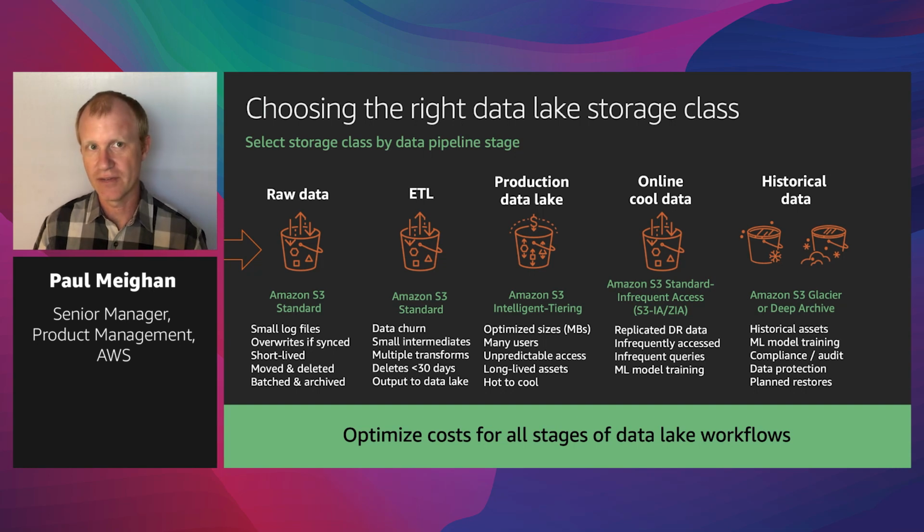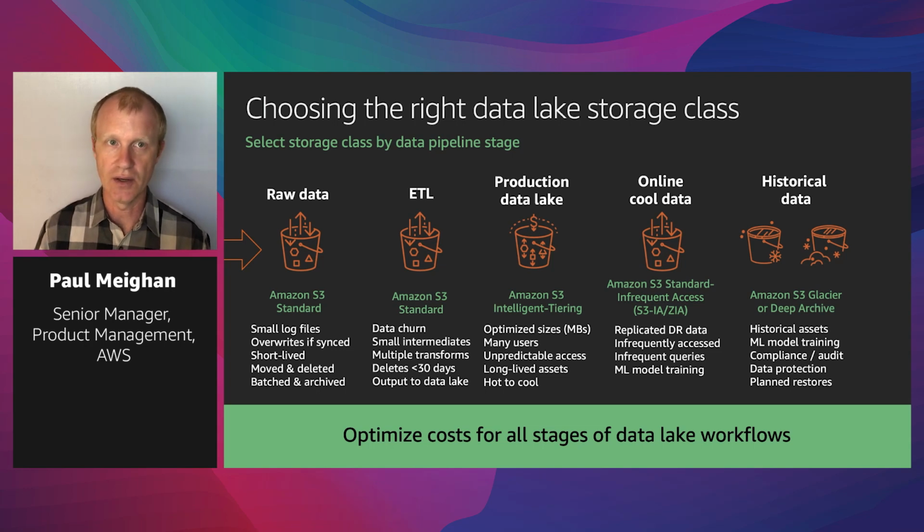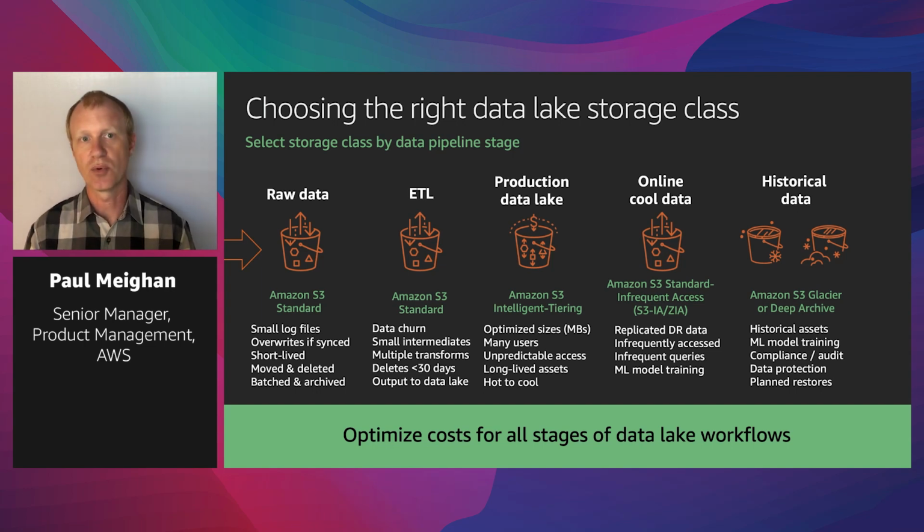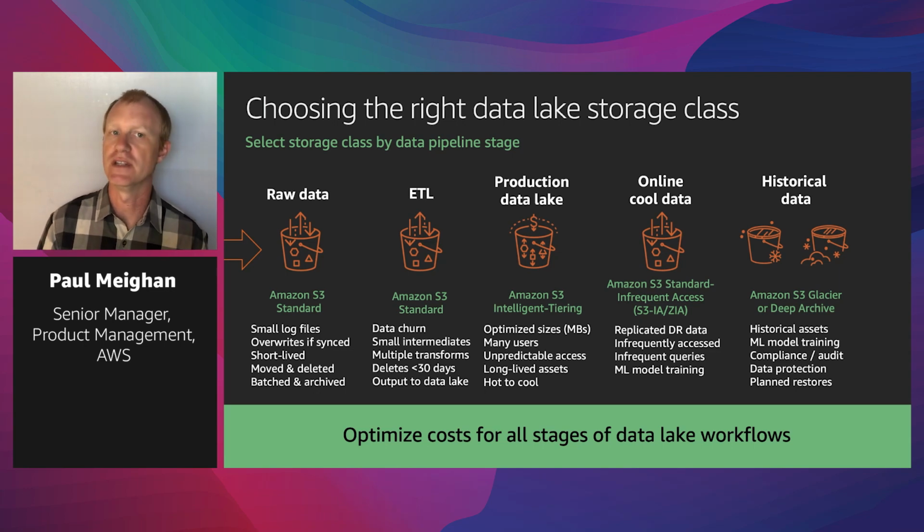The last category of storage class that we have is for historical data. These are our archive storage classes. They're called S3 Glacier and S3 Glacier Deep Archive. These storage classes are for historical data sets, things that you probably aren't going to use. And if you are going to use them, you're okay waiting minutes or hours or even days to get that data back, right? So it's not online. There aren't millisecond latencies to get that stuff back.